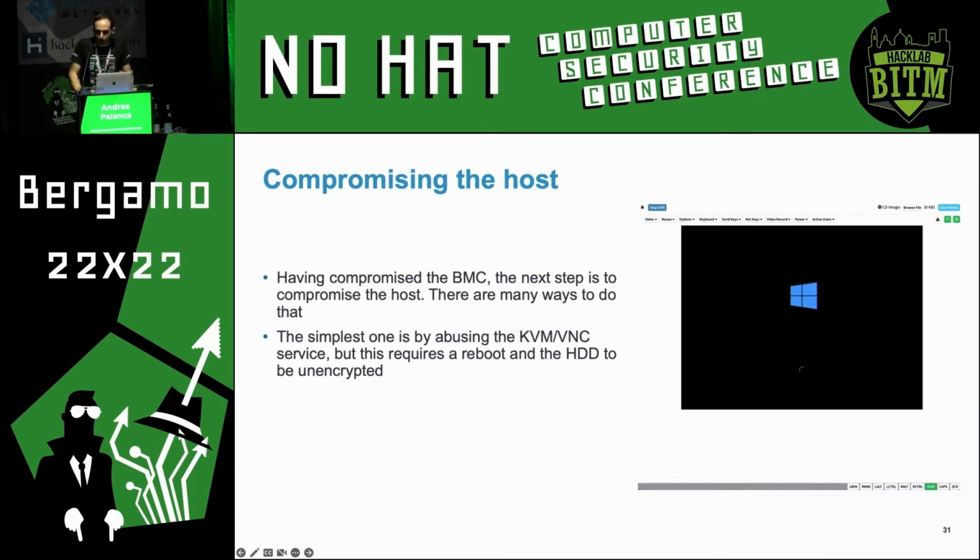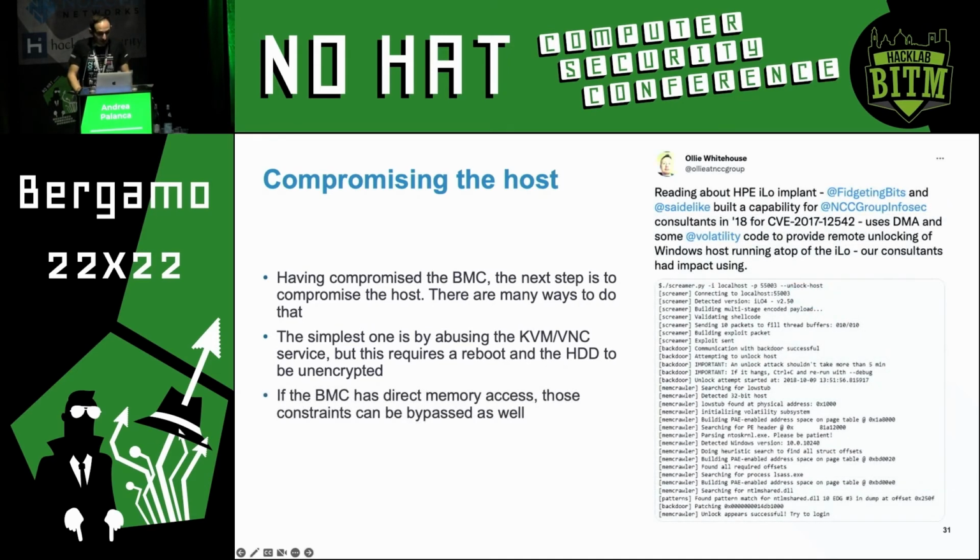However, this requires a reboot and the HTTP to be unencrypted, right? Well, if the BMC has direct memory access, those constraints can be bypassed as well. Here I've included a screenshot of a proof of concept developed for the HP iLO that, by exploiting the direct memory access and some Volatility code, allows to unlock the Windows PC directly in memory. Now, for the sake of this presentation, I will show how this can be done using the KVM, as this approach would be extremely lengthy.